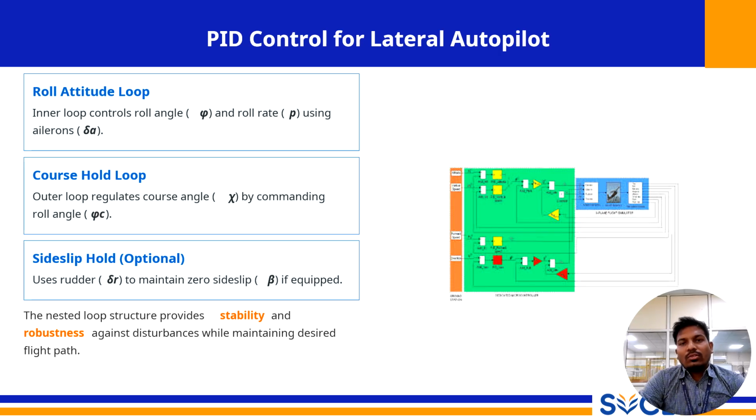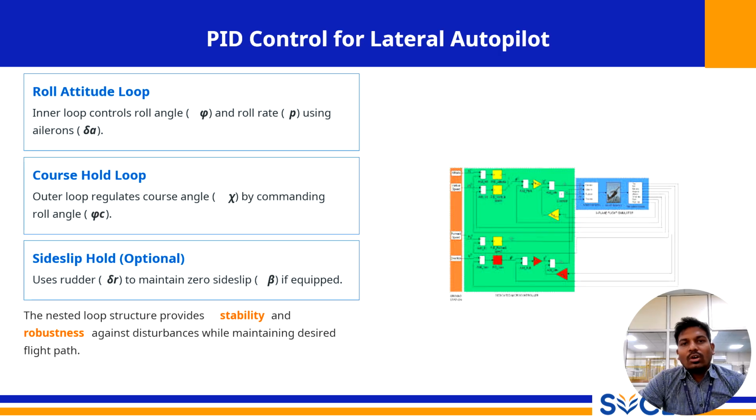Which commands this inner loop is the course hold loop. This is the outer loop, and its job is to regulate course angle chi. The course angle is the direction the MAV is actually traveling over the ground. This loop is concerned with navigation, making sure the drone is flying towards its intended path.